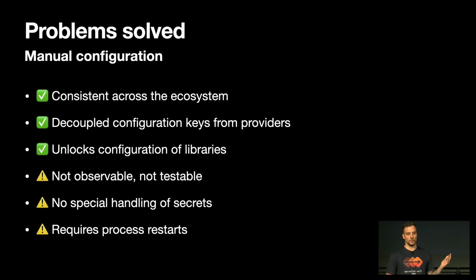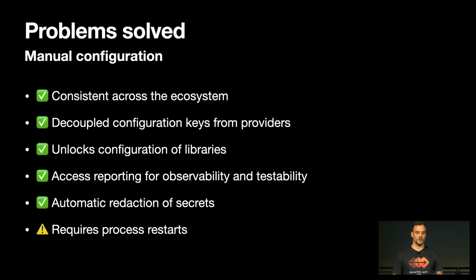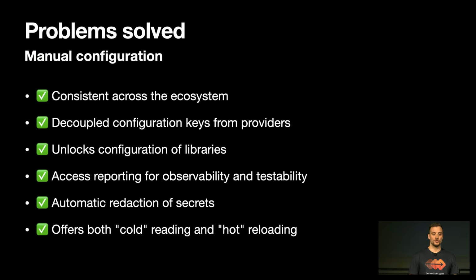Now, for the next three problems we didn't have time to address today, Swift configuration has solutions for them with additional features, including access reporters, which help us address observability and testability and allow us to log every time a config value is accessed. We have first-class support for secrets, which helps us make sure that we never accidentally log that database password. And when we're ready to stop restarting our app just to apply configuration changes, we can use the built-in support for hot reloading.